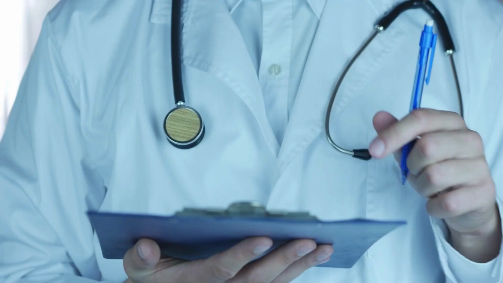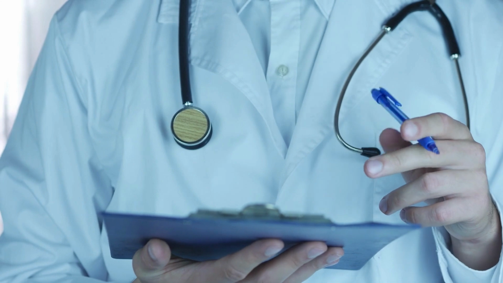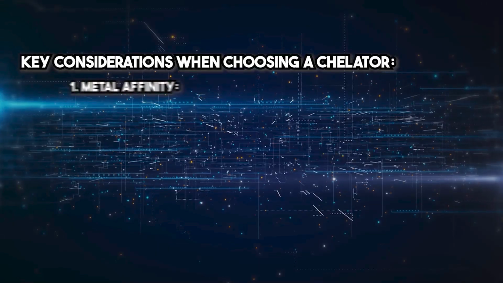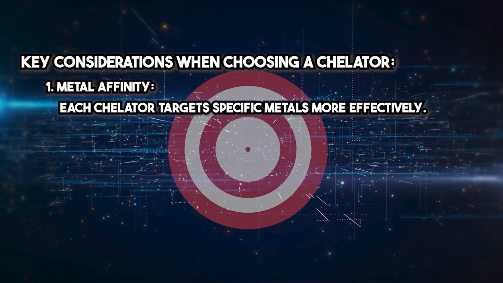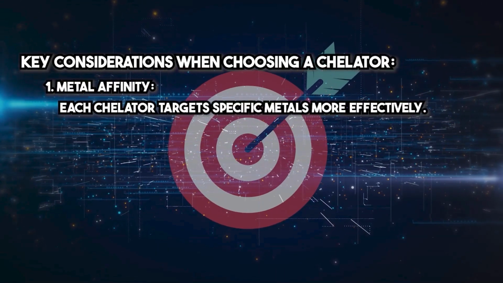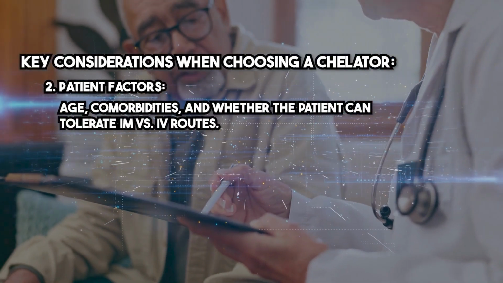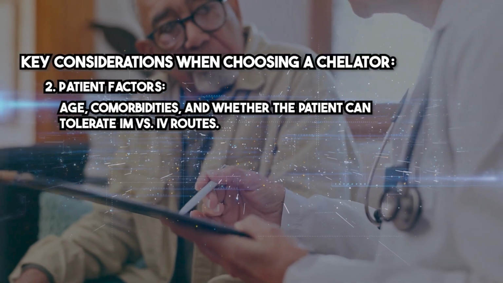So those are our main chelating agents. Knowing which agent to use and when is essential for safe and effective treatment. Remember that using the wrong chelator or administering it incorrectly can lead to dangerous side effects or ineffective therapy. Here are a few key considerations when choosing a chelator. 1. Metal affinity. Each chelator targets specific metals more effectively. 2. Patient factors: age, comorbidities, and whether the patient can tolerate IM versus IV routes.